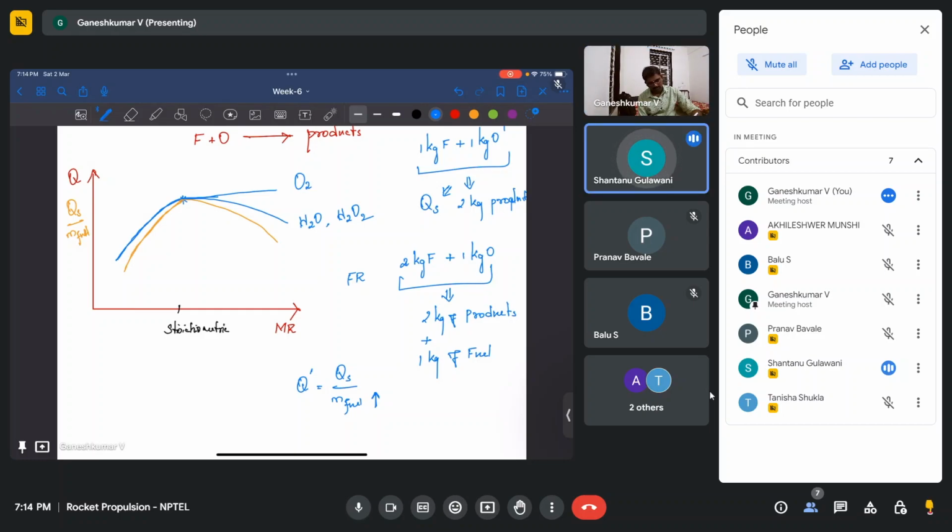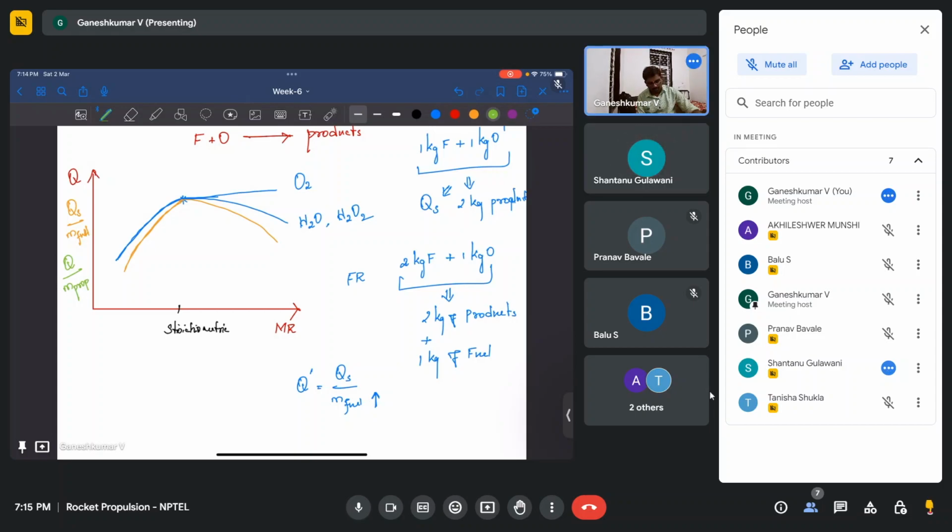Is the axis for the yellow curve Q_s by mass of fuel, or should it be Q_s per mass of reactants, fuel plus oxidizer? I'm not sure what the Professor was referring to. I think he was referring to the mass of propellant, fuel plus oxidizer both. If you want to draw that also, you can draw the mass of propellant, which is the mass of fuel plus oxidizer. In any way, the mass of propellant is going to increase whether you go fuel rich or fuel lean, right?